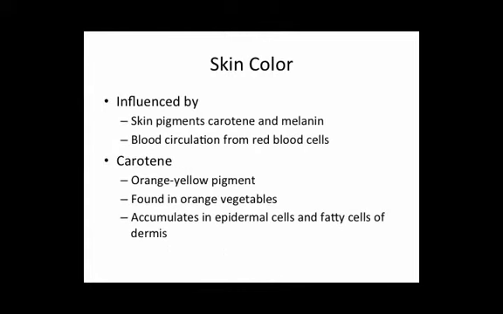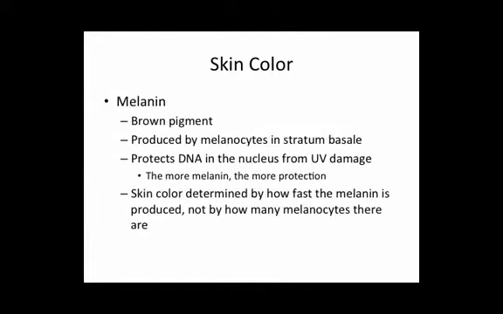Skin color is influenced by keratin and melanin, and also blood circulation from the red blood cells. Keratin is an orange-yellow pigment found in orange vegetables and accumulates in the epidermal cells. Melanin is a brown pigment that is produced by the melanocytes that are in the cells of the stratum basale. Melanin protects the DNA in the nucleus from DNA damage. The more melanin there is, the more protection. Skin color is determined by how fast the melanocytes produce melanin and not by how many melanocytes there are.